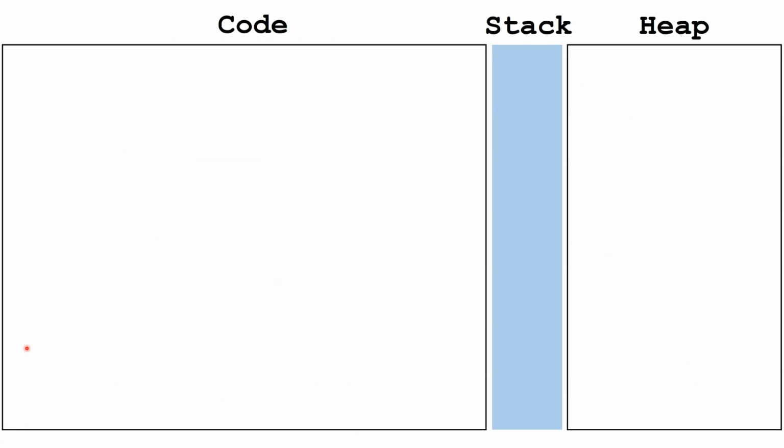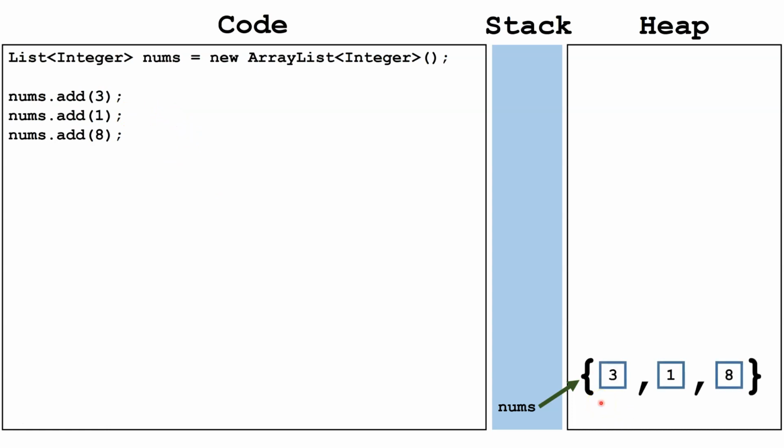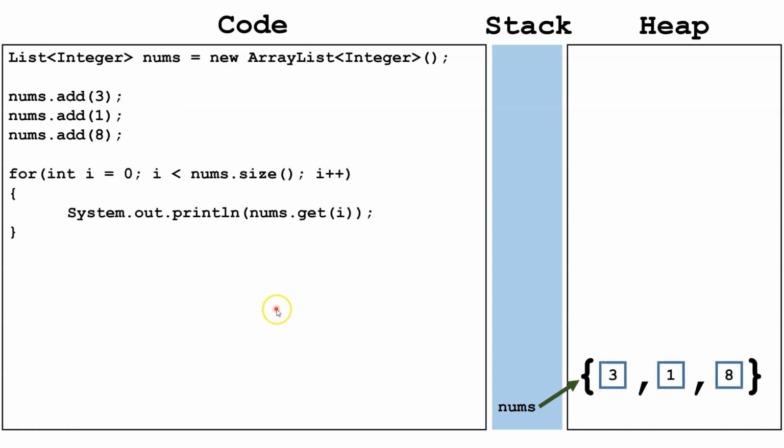Next, let's write some code to create an array list in memory. We start by declaring a variable of type list that will hold integer objects, and then initializing that with a new ArrayList object that will hold integer objects. Now we are going to add three numbers, 3, 1, and 8, to the array list on the heap. Now let's look at some code that will allow us to traverse the array list.